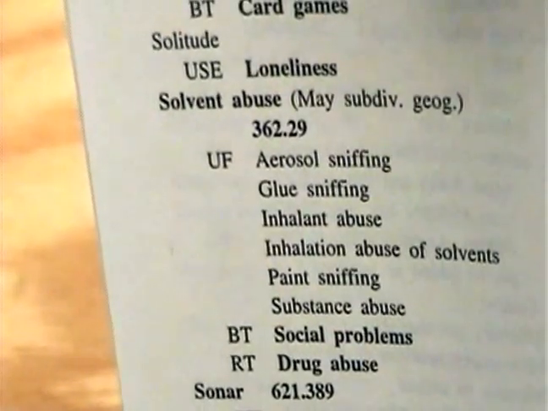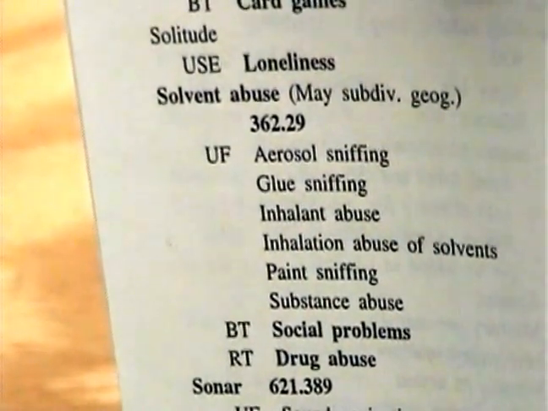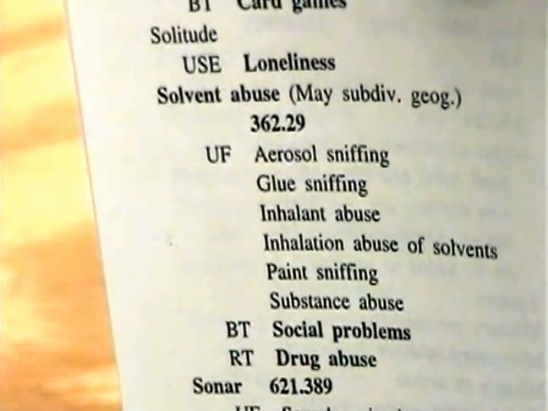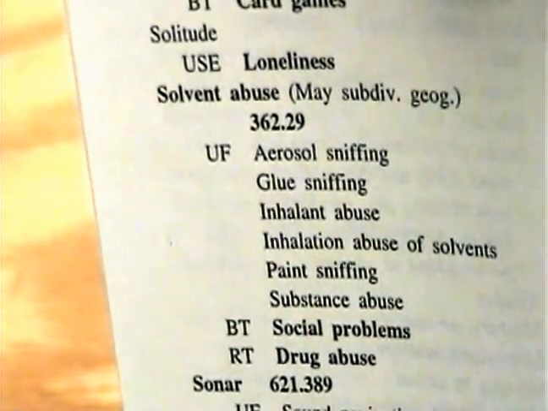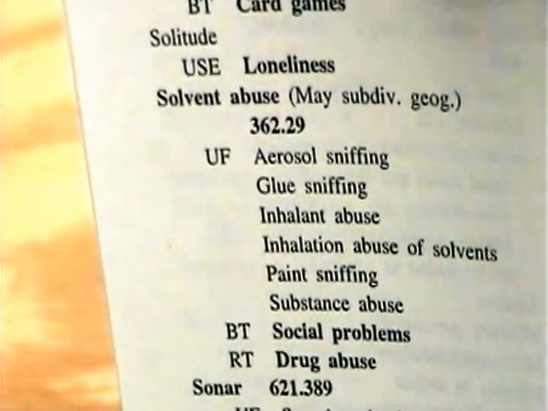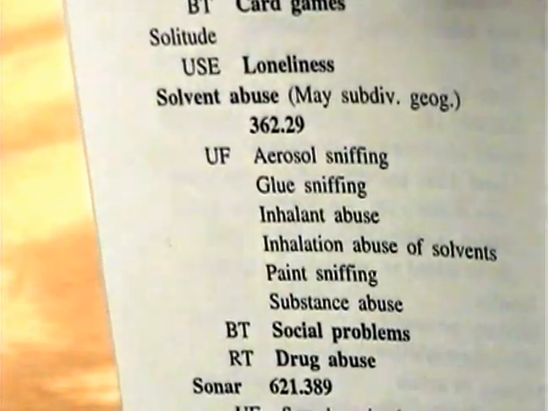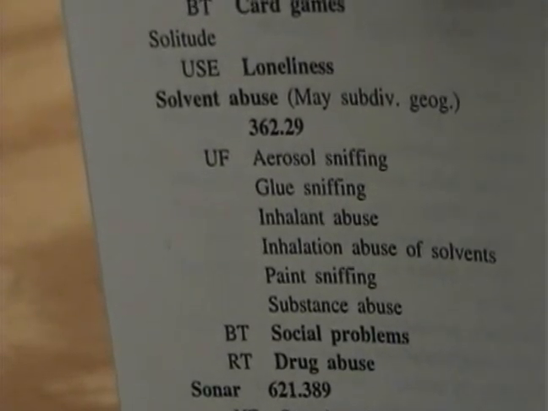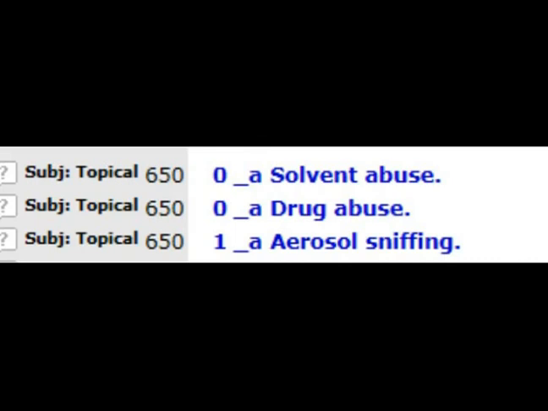And under solvent abuse, we can see the UF, it's used for those other topics like glue sniffing, inhalant abuse. There's also a broader topic that you might want to use, social problems, and then a related topic, which is drug abuse. And it also gives you a suggested Dewey Decimal number of 362.29. You can add the subjects solvent abuse, drug abuse, and aerosol sniffing.